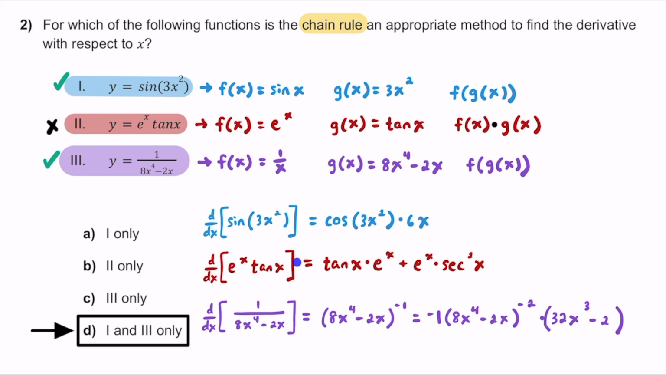Notice that while we use the product rule to find the derivative of this middle function, we use the chain rule to take the derivative of these two other functions, where we had a composite function of an outside function and an inside function.